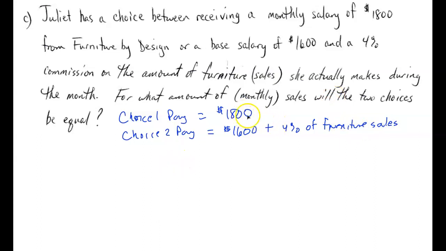And so what we need to do is figure out when these two things are equal. In order for us to know when these two choices as far as your salary or pay is concerned are equal, the one thing that we need to know is the amount of furniture sales. So here we're going to define the variable that we need to know, which is dollars of furniture sales per month.